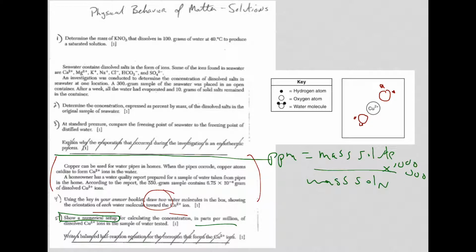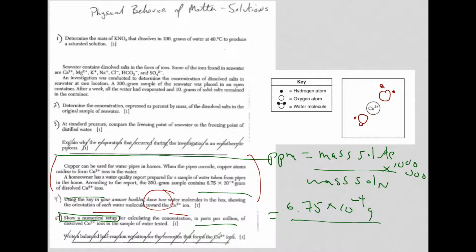The tricky part is that when you read it, you have to make sure you know which is which. Obviously, 6.75 times 10 to the minus 4 grams of dissolved copper ions is our solute, because we want to know the parts per million of copper ions. So I'm just going to put 6.75 times 10 to the minus 4 grams. And that's going to be over the solution. Remember, the solution is going to be the grams of copper ions and the grams of water. We just got to watch the wording.